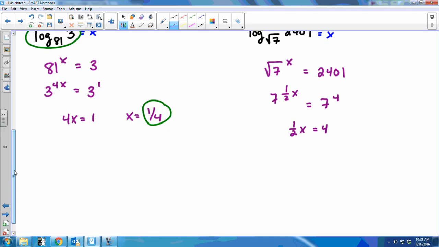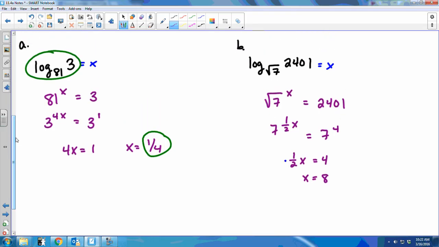So how do you solve that equation? Divide by half or multiply by 2, right? So x equals 8. So again, this logarithm is equal to 8. Just trying to make those connections. Any questions you have for me right now?